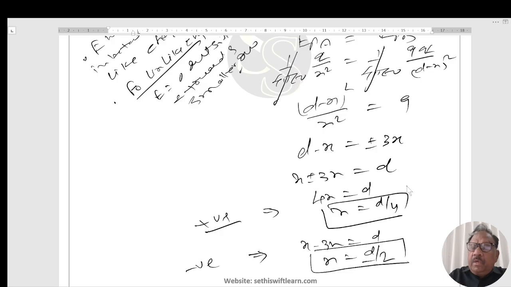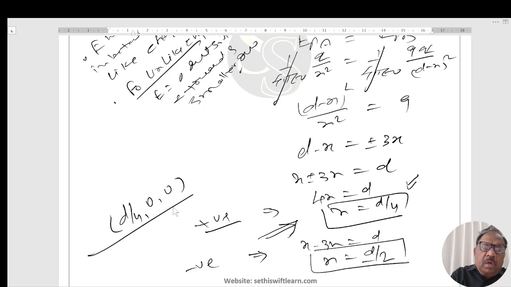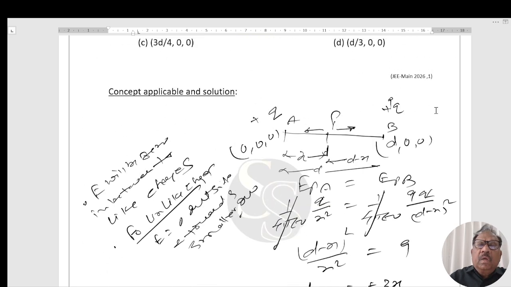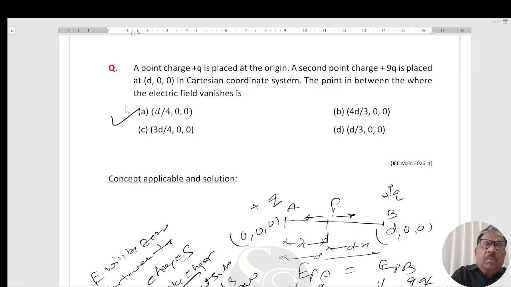Because as the charges are like, electric field vanishes in between. Outside it will be vanishing when they are of opposite nature, one positive and one negative, and it will be towards the one smaller in magnitude. The answer of this question is (d by 4, 0, 0). Let's check the answer. A option is the correct option, right? Next question.